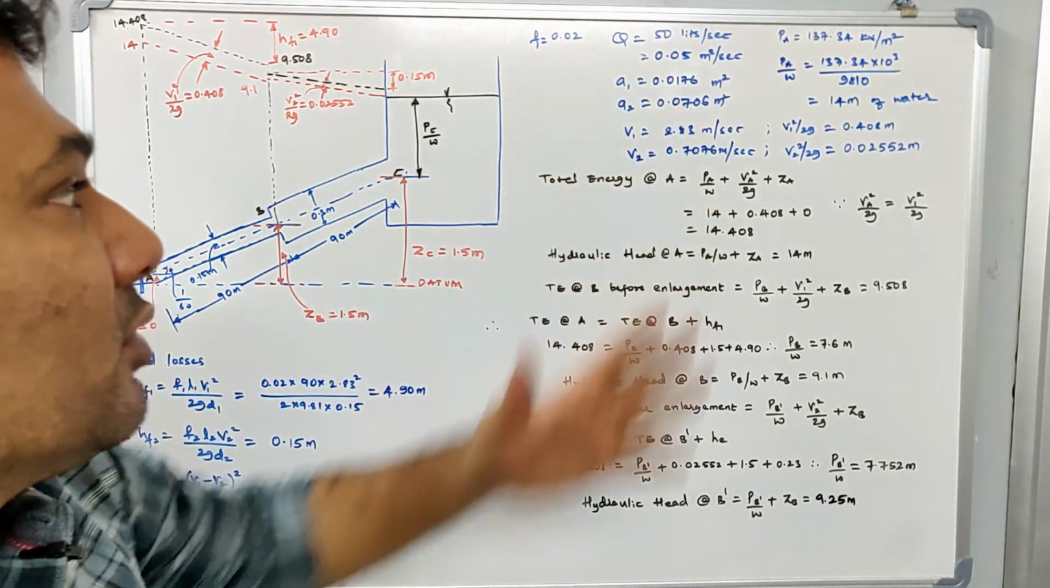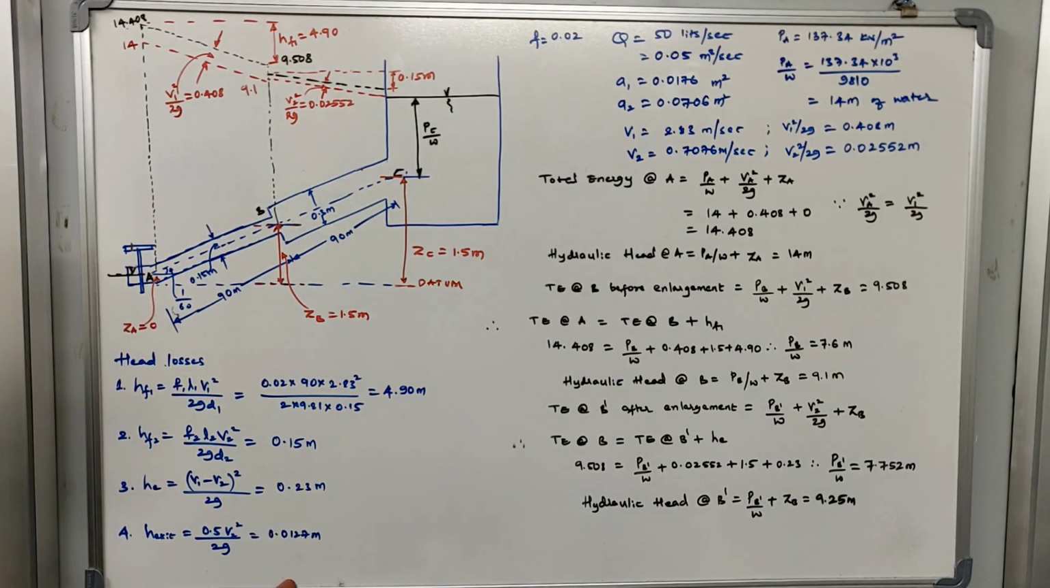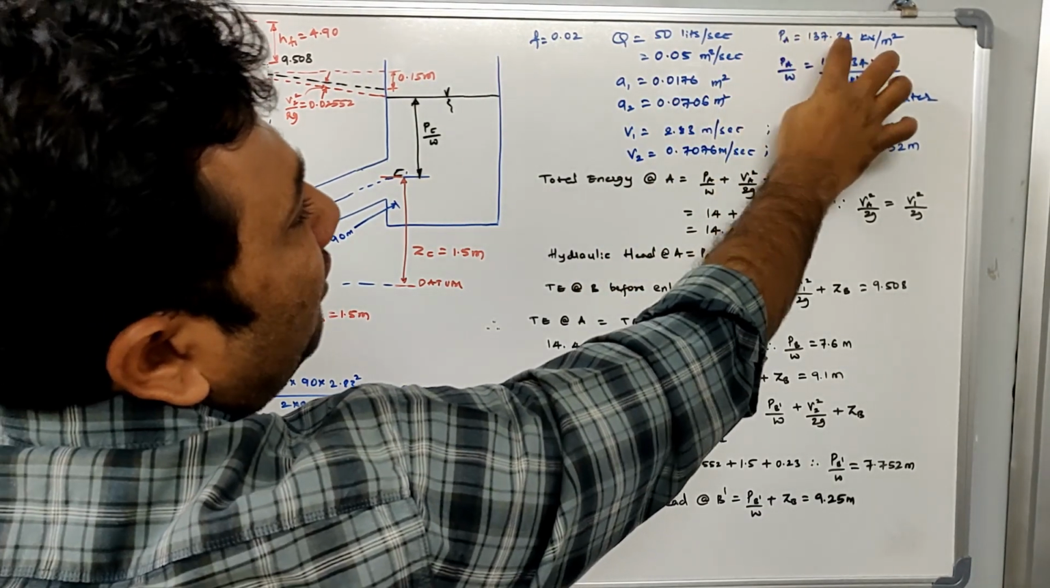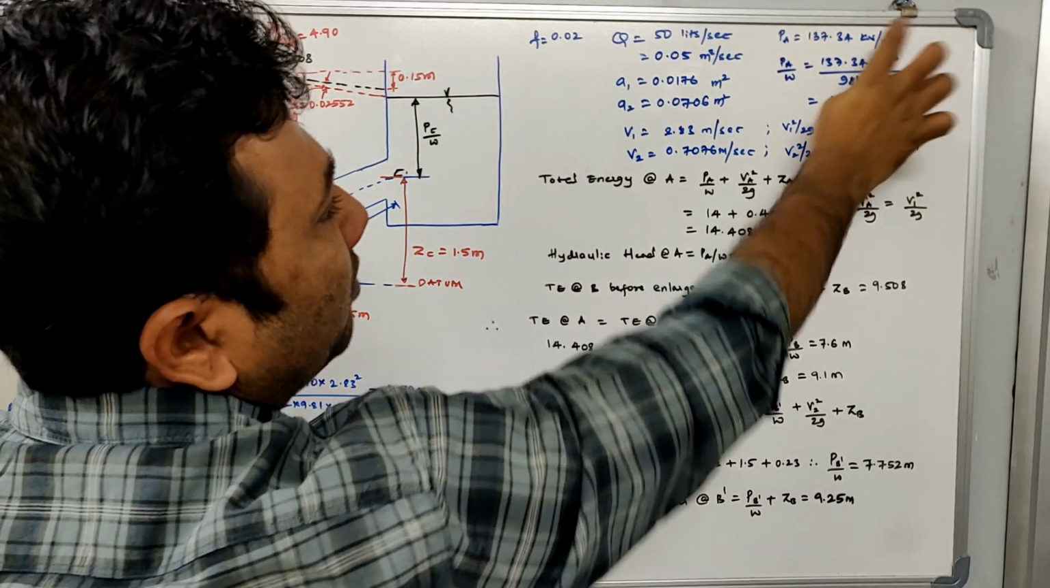Whenever it is given in liters per second, you have to divide by 1000 to get it in meter cube per second. Now, this is PA, which is 137.34 kilonewton per meter square.